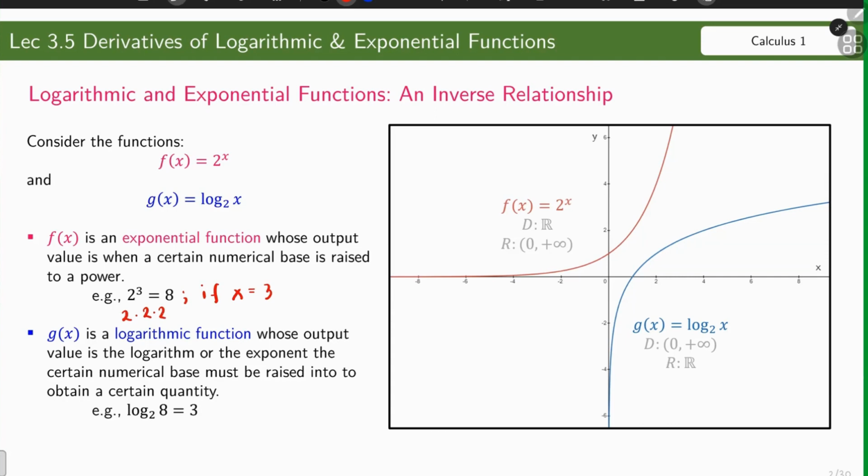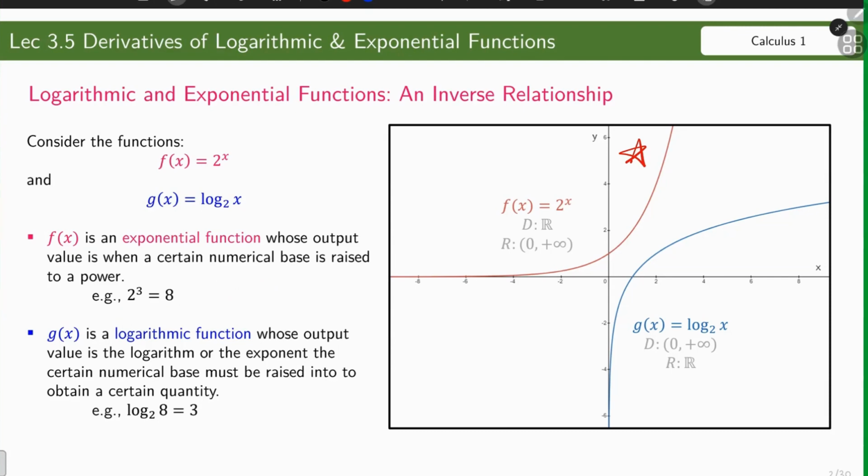So it lets us compute the output value given a specific input value. The input value x tells us how many times the number will be multiplied to itself. This is the graph of the exponential function 2 raised to x. The domain is the set of real numbers and the range is the open interval from 0 to positive infinity. It is asymptotic to the x-axis.